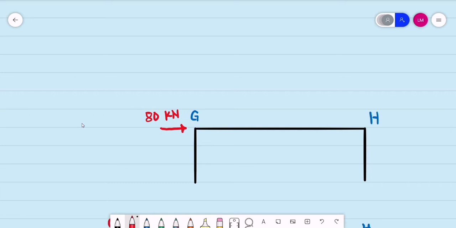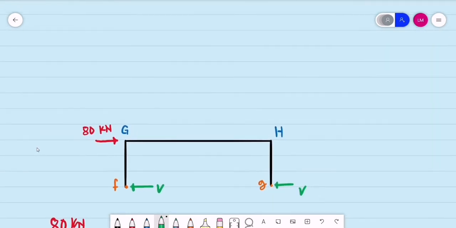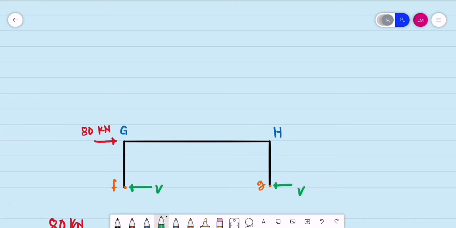So for this case, what will be the magnitude of the shear for these 2 points? Let's say this is the point of inflection, this is point F, and this is, I think, point G. So we have the magnitude of the shear. Since both are exterior columns, we don't have an interior column on the second level. This is shear V and let's say shear V. So we can directly compute the magnitude of the shear of the columns on the second level.